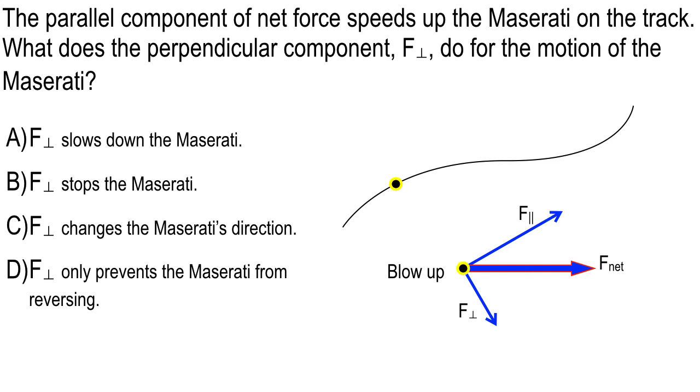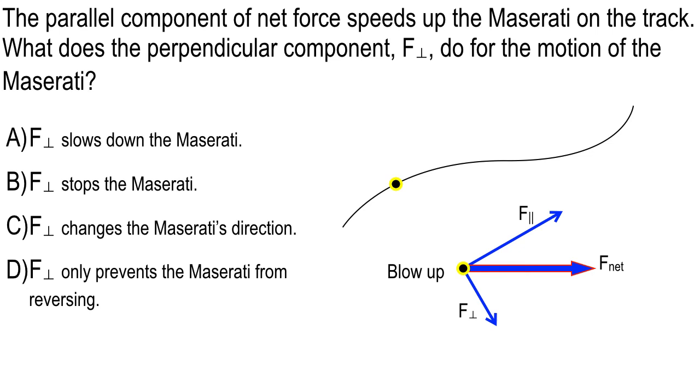F perpendicular. What does that do for the motion? 30 seconds. Remember to think. 10 seconds. 10, 9, 8, 7, 6, 5, 4, 3, 2, 1, 0.